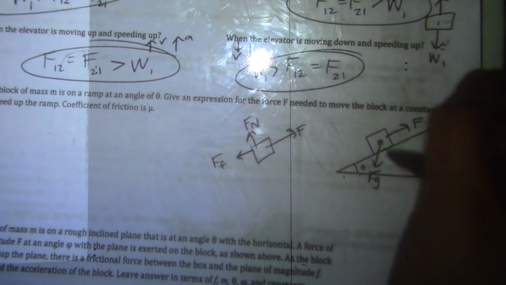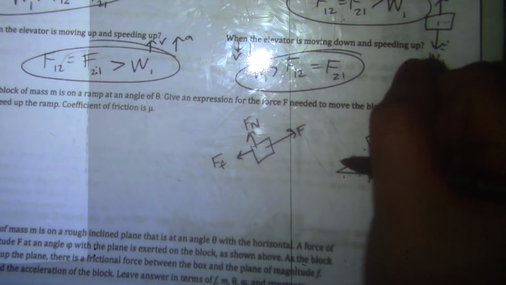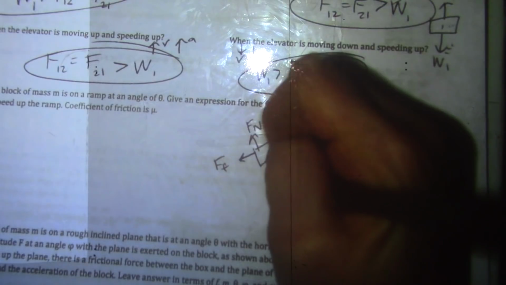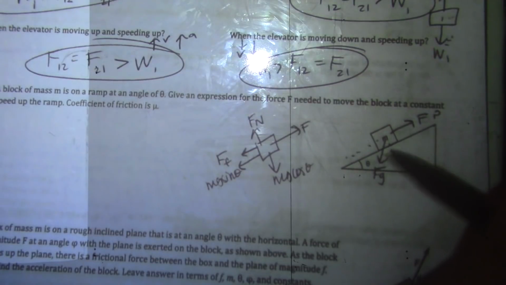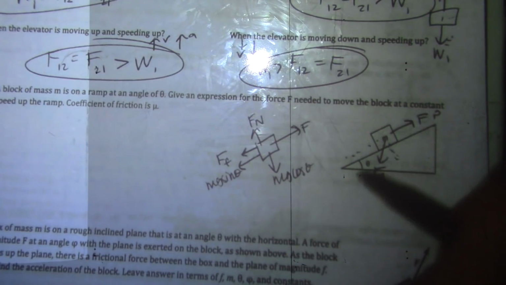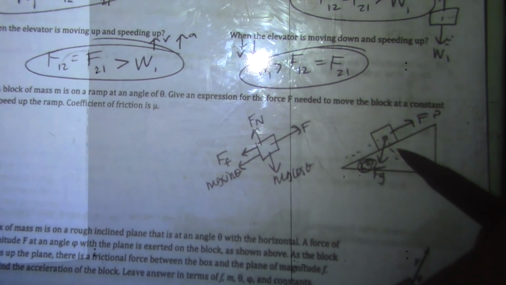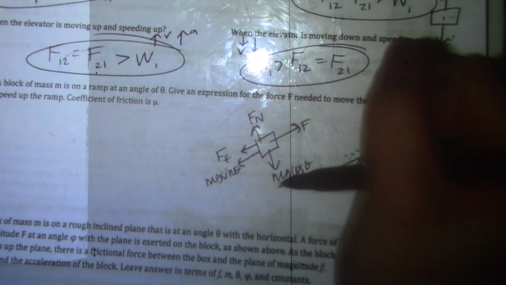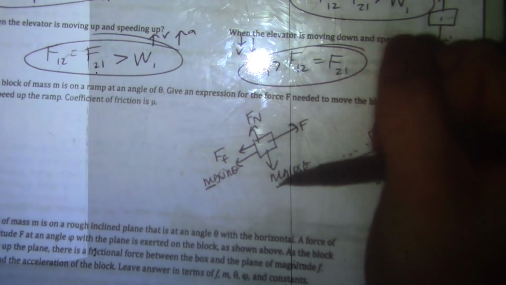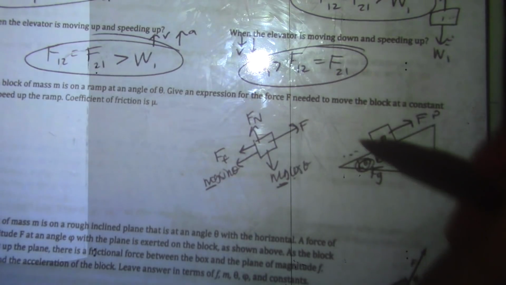We need to break that up into the forces across the normal and down the ramp. The part across the normal is mg cosine, and the one down the ramp is mg sine. I would not try to draw your triangle to do those because your theta is actually down here. It gets very confusing. So just memorize for an inclined plane, breaking down the weight mg, it's mg cosine across the normal and mg sine down the ramp.